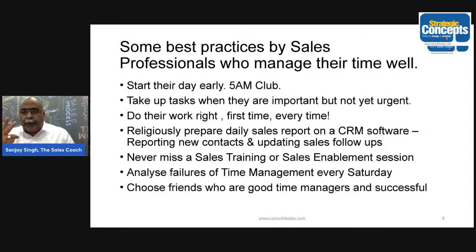My tip number 2 as best practices is take up tasks when they're important but not urgent. There are many jobs and activities in the life of a salesperson which are important but not urgent. Like doing a training program is important but not urgent. Like gathering raw database or suspect database of potential clients is important but not urgent. Making a reference call or a relationship call to an old customer is important but not urgent. All those activities must be taken up on priority.